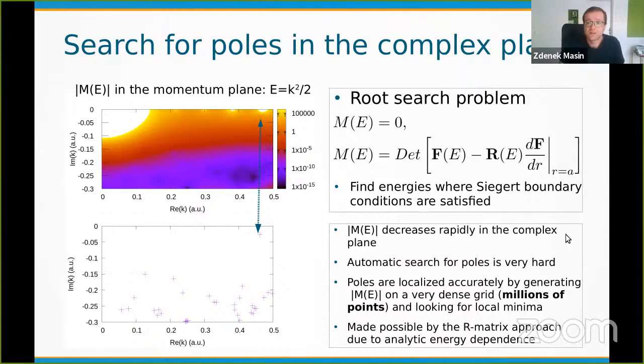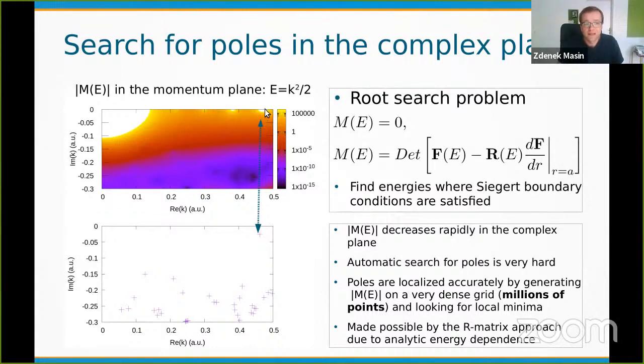So how do we do it in practice? In practice, this is a root search problem. We have some function M of E, which is a determinant of the R matrix matching equation, and we look for its zeros. If we plot the absolute value in the complex momentum plane, we see this. The function has a huge gradient, as you can see.